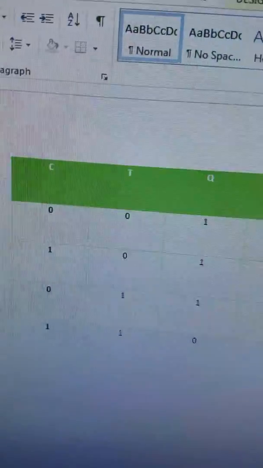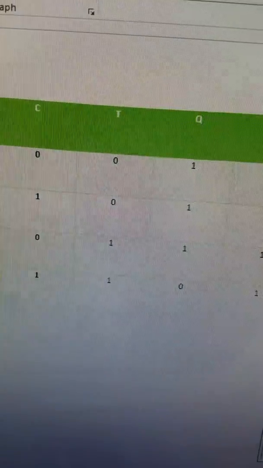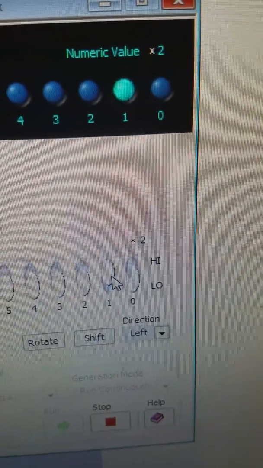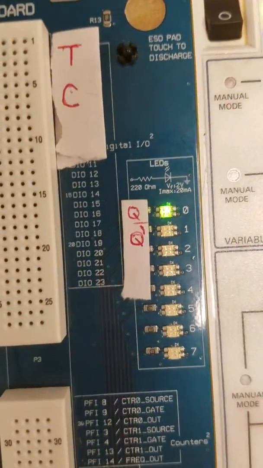For the next case, when C is high, we expect only Q to be high. So when C is high, we're only expecting Q to be high. And we can see that that's the case.